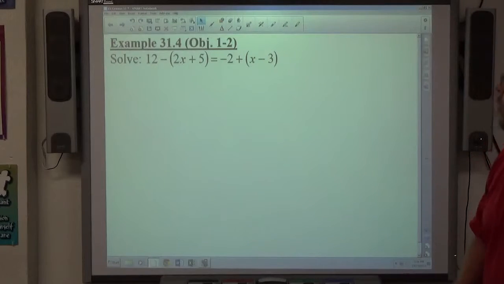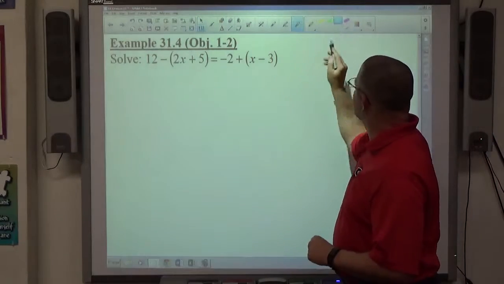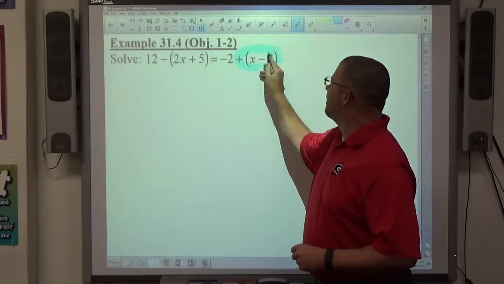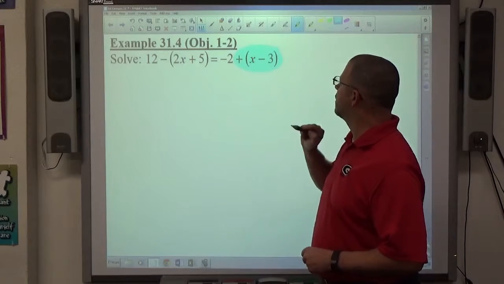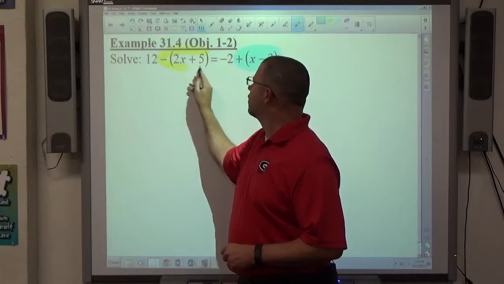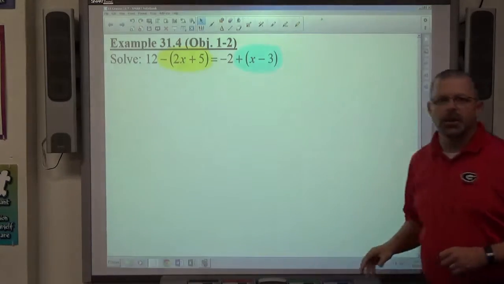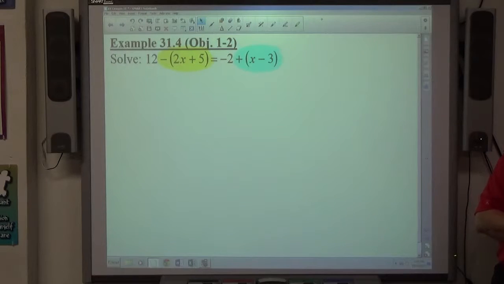All right, example 4: 12 minus (2x plus 5) equals negative 2 plus (x minus 3). Here's a situation where the book sometimes will put parentheses where they're not even needed, as in the case of this. And usually, if they do something like that, they'll also do something like this, where they put parentheses where they are needed, but it looks about the same. So let's look at the difference between the yellow and the blue highlighted areas here.